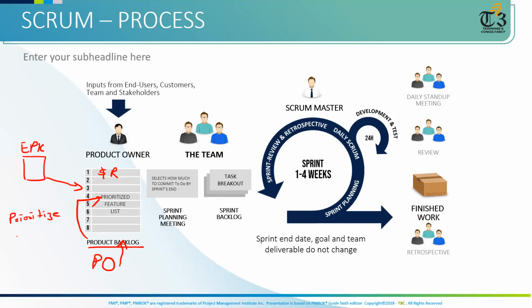Prioritization is his task. Refinement means the features which are no longer needed, remove them. Update. These all are the tasks of the product backlog: prioritize, refine, update, adjust it. These all things will be done by Mr. Product Owner.